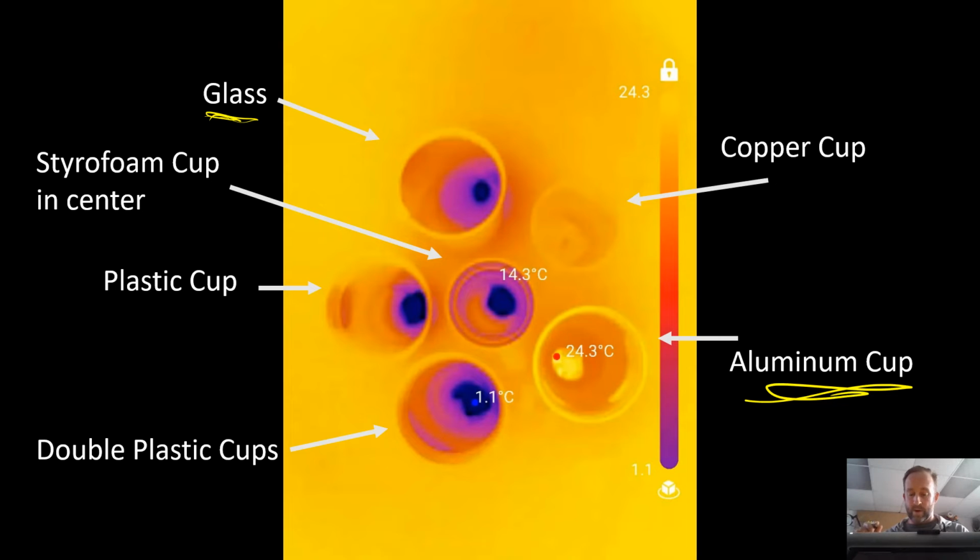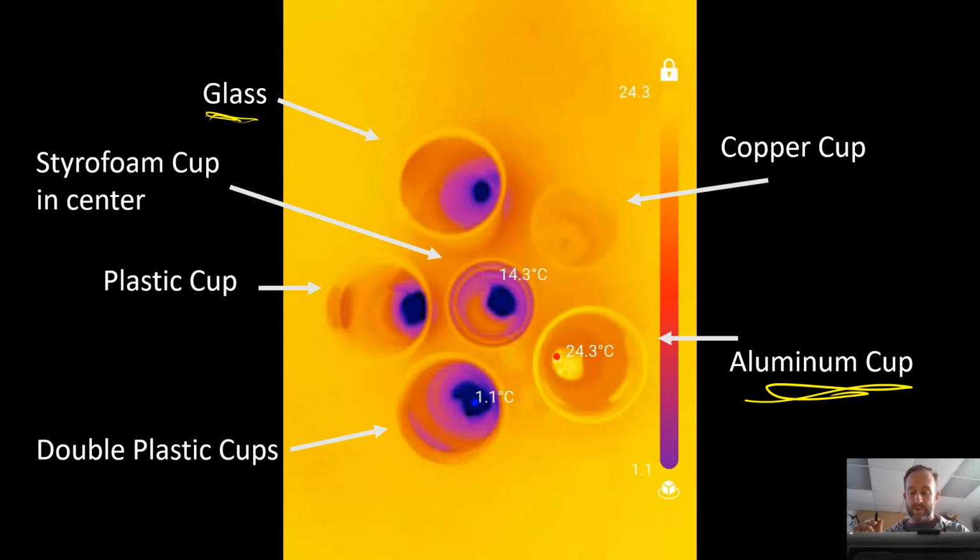And so that's where our video stops. I stopped it there. But you can see how the glass one was the third quickest. And then after that, if I recall, it was the single plastic cup, and then the double plastic cup and the styrofoam cup in the center.